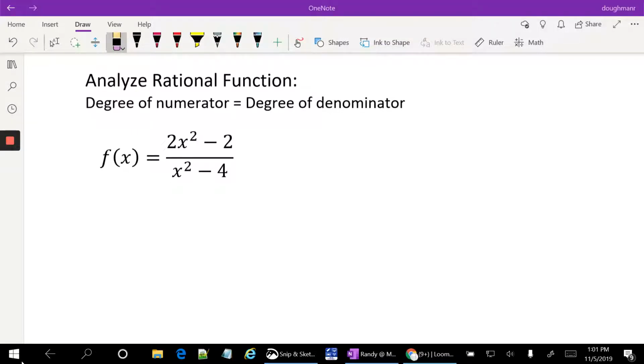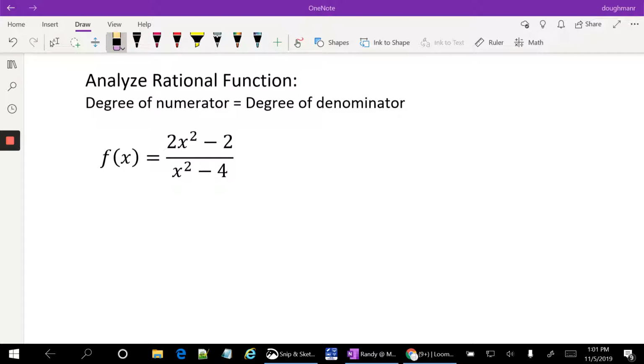We're going to analyze rational functions. We're going to do as much analysis as we can algebraically before we graph it. And the first problem we're going to do is one where the degree of the polynomial in the numerator is equal to the degree of the polynomial in the denominator. In this case, they're both squared.